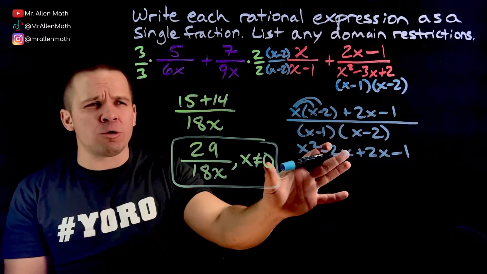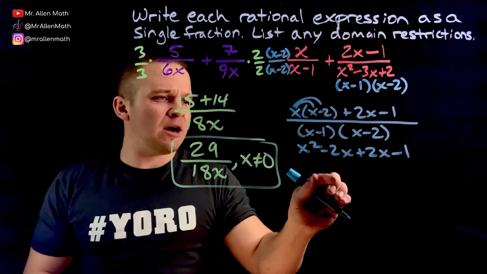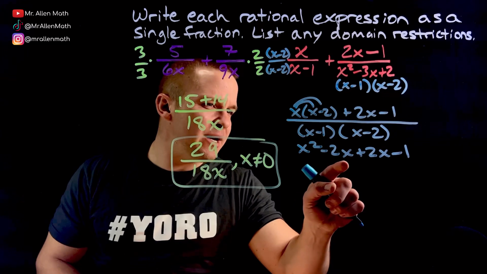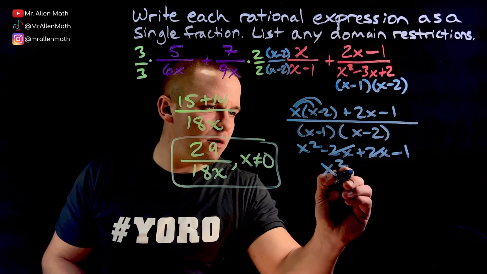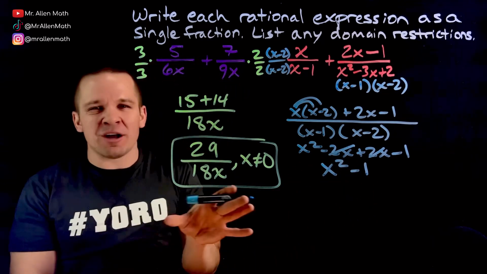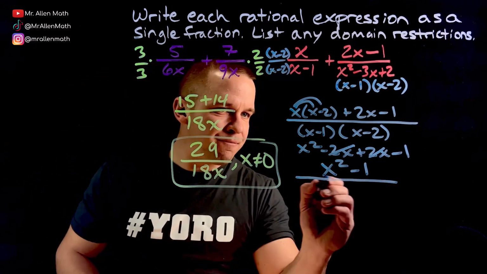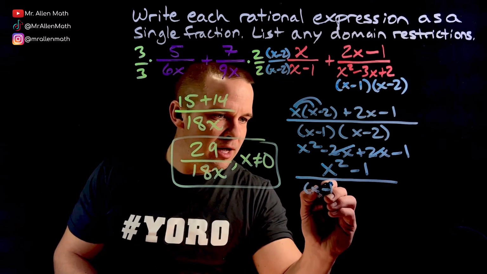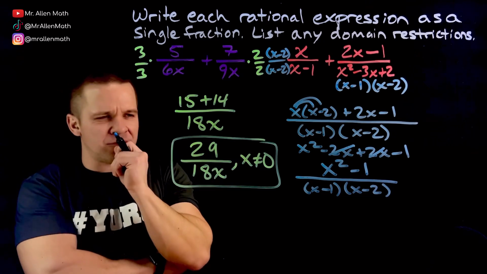And I'm just going to work with my numerator real quick, okay? So that I don't have to keep on writing things down. So I've got x squared minus 2x plus 2x. Those are going to cancel, leaving me with x squared minus 1. Okay, I've done all my simplifications here. Let's bring our denominator back in. So I've got x minus 1 and x minus 2. Can I do anything further?